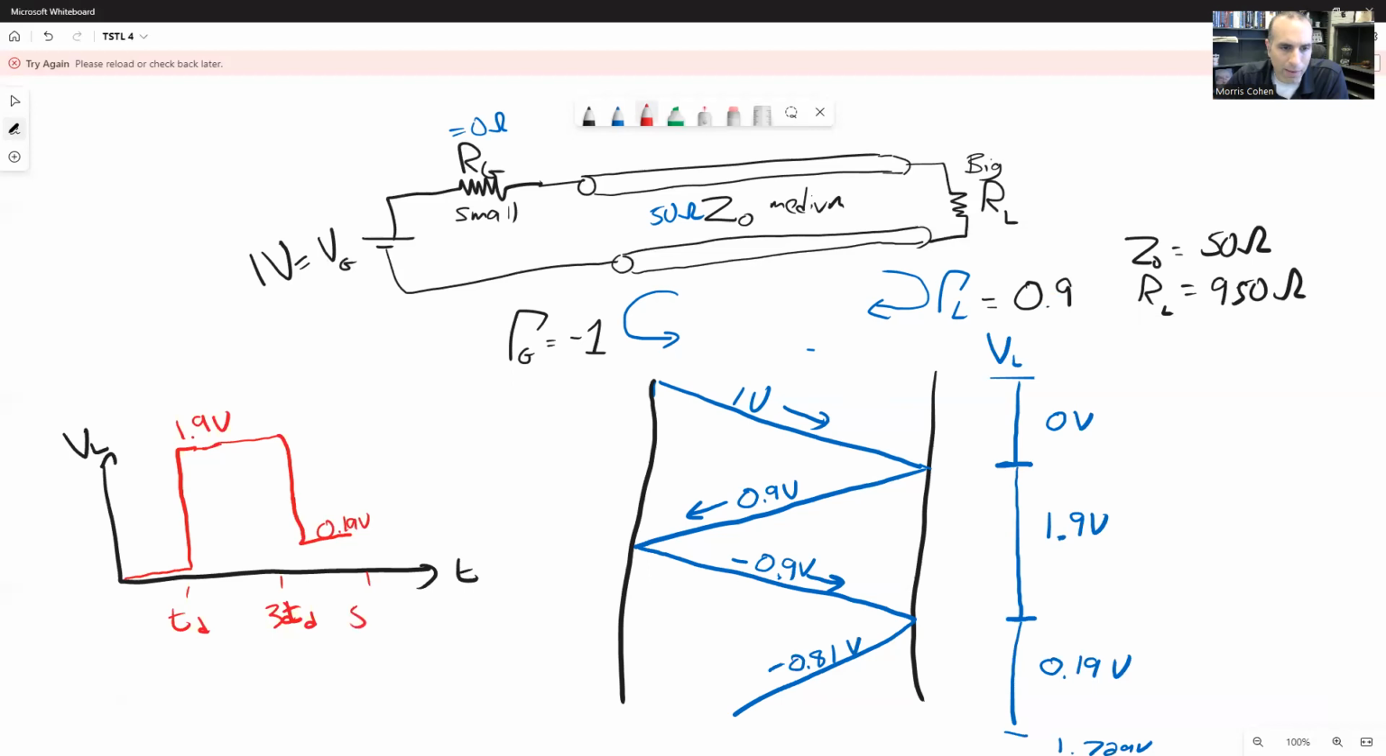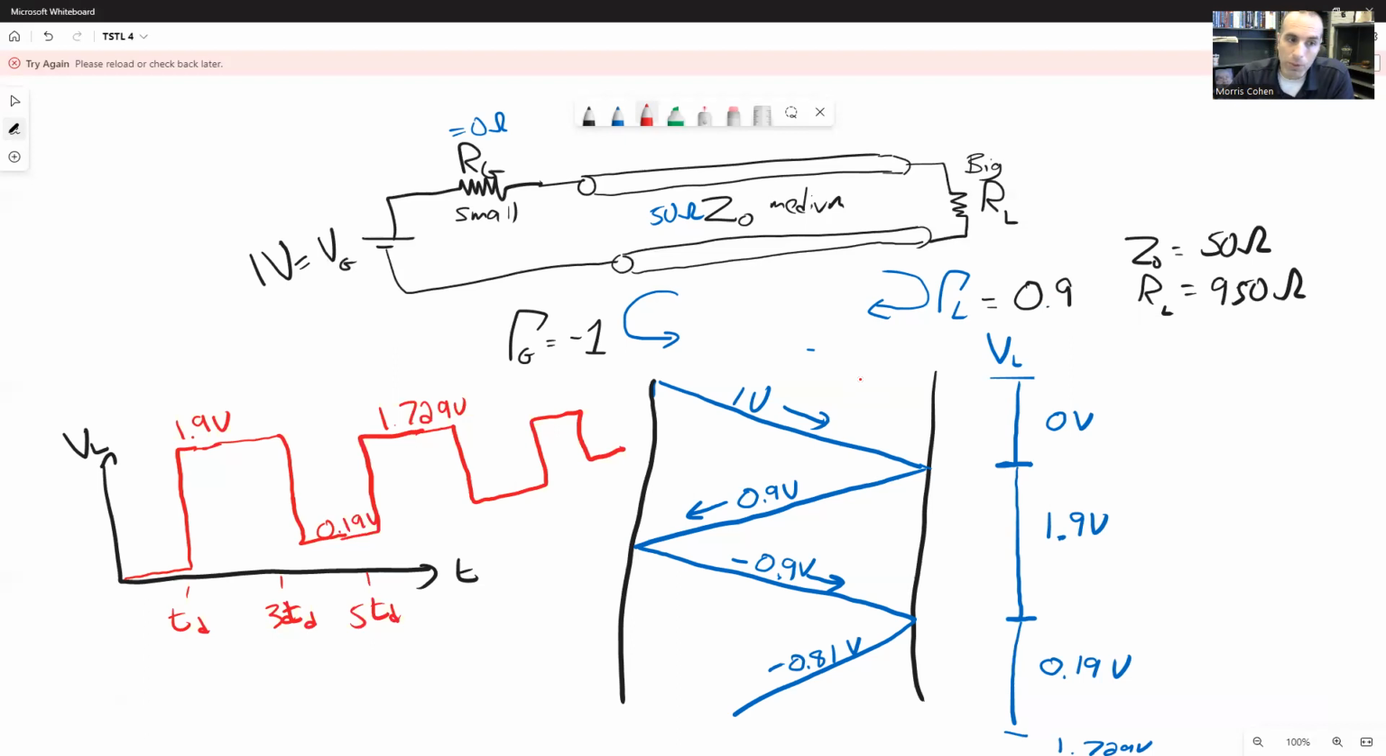And then after 5 delay times, at 5 delay times, it's going to jump back up to 1.729 volts. And you can see what's happening here, that this process is going to repeat over and over again. So this is ringing, right? This is an overshoot and an undershoot and overshoot and back and forth. You can see that it is converging, right?